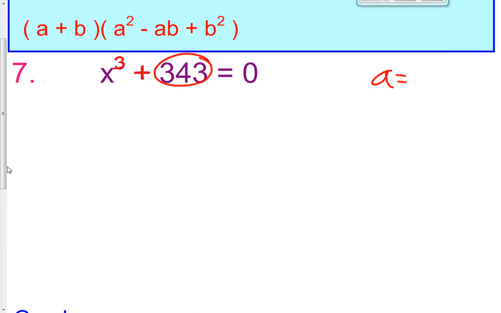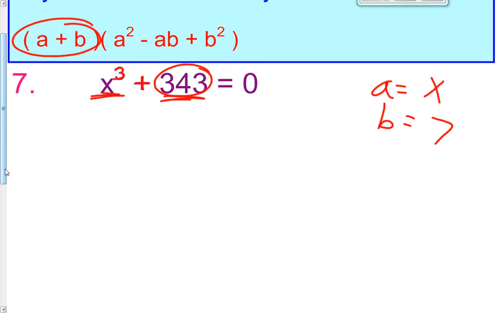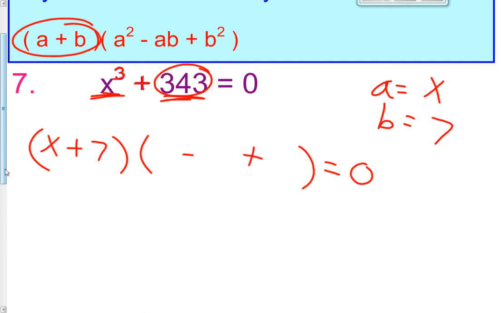So when we talk about our formula, a cubed plus b cubed equals a plus b times a squared minus ab plus b squared, a is the cube root of the first term, which is x, and b is the cube root of the second term, and that number is 7. So now we're going to factor this. It's always going to be the same. It's a binomial and a trinomial. The binomial has a positive sign in it. The trinomial has a negative and then a positive. So it's going to be a plus b, x plus 7, times a squared, which is x squared, minus ab, so minus 7 times x, which is 7x, plus b squared. 7 squared is 49. So I have successfully factored it, but I can't just stop there.